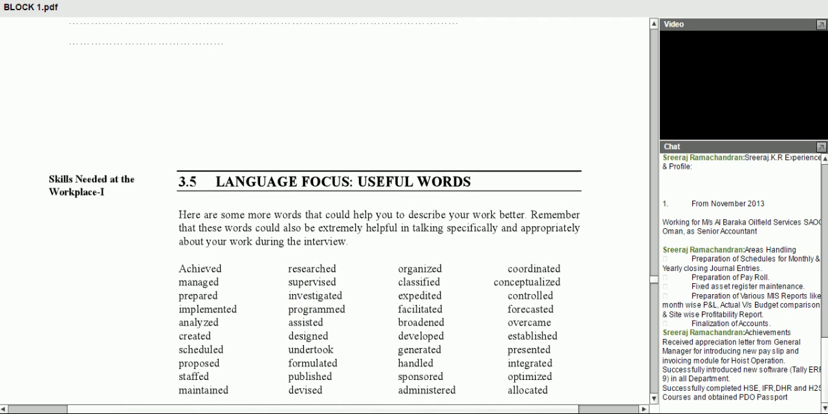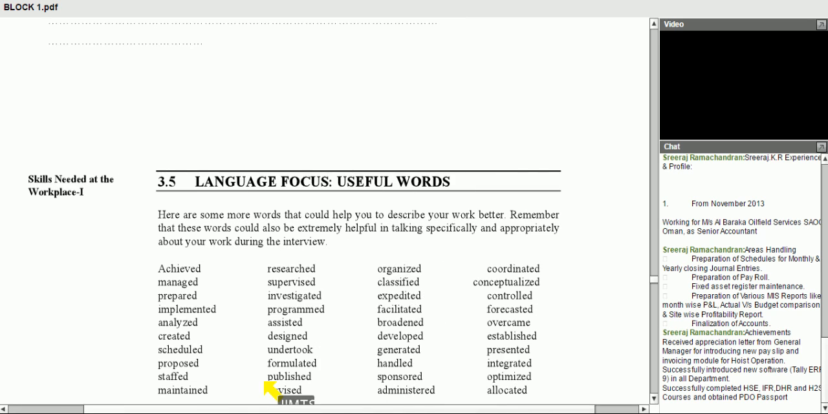Now, language focused, useful words. You have to keep in mind that language is very important and you have to follow the key words to make it an impressive one, so that you can have a long lasting impact.